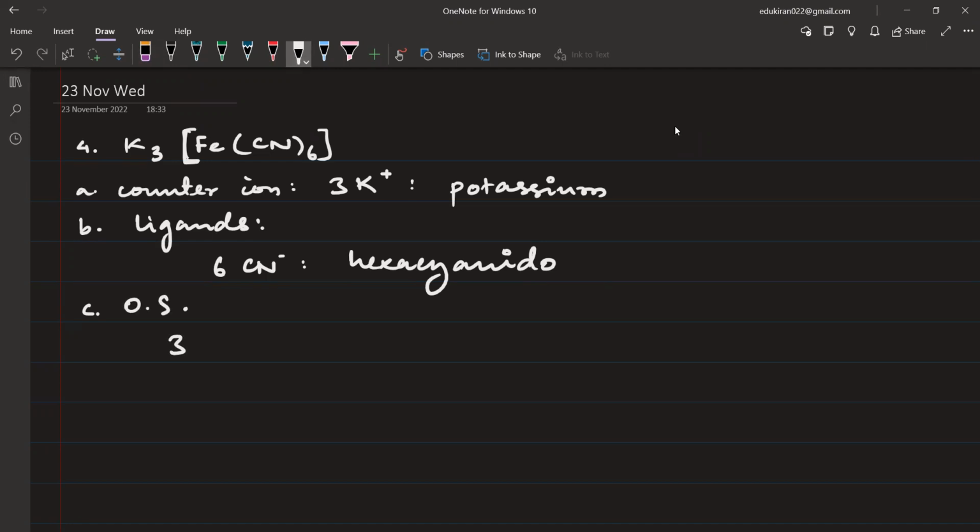Now, there are 3 potassium and each potassium has what oxidation state? It will be 3 into 1, plus, for iron, what should we write? X, we have to find it, right? X plus we have 6 CN, and what is the charge on CN? -1. CN has -1, not 0. This will be equal to 0. Now X will be equal to +3.